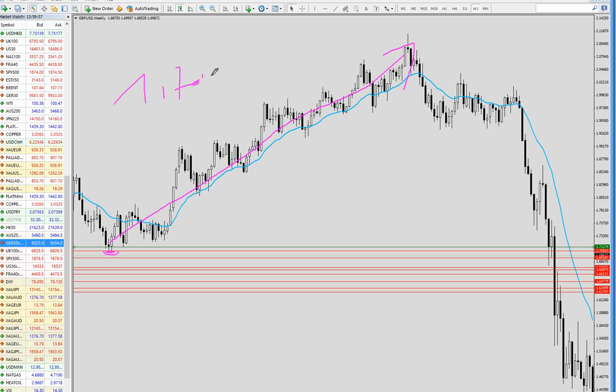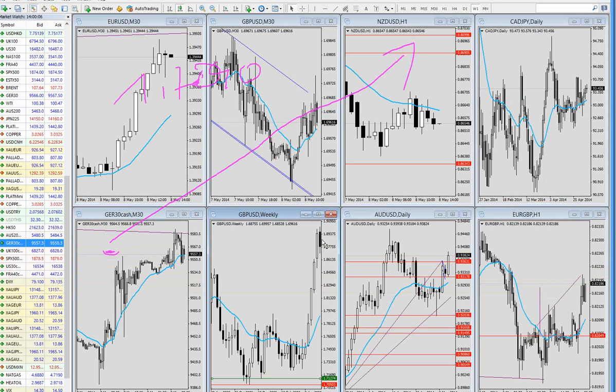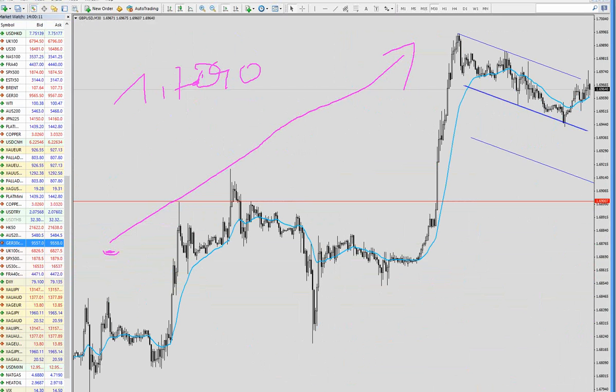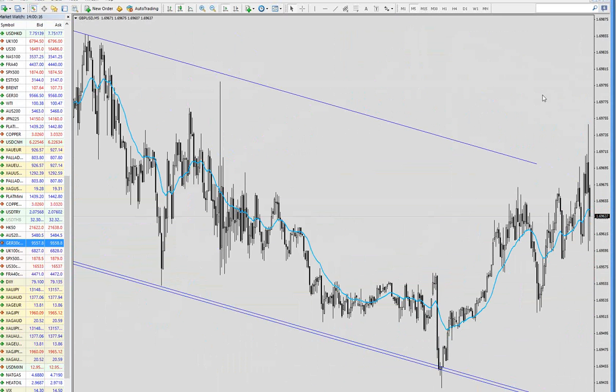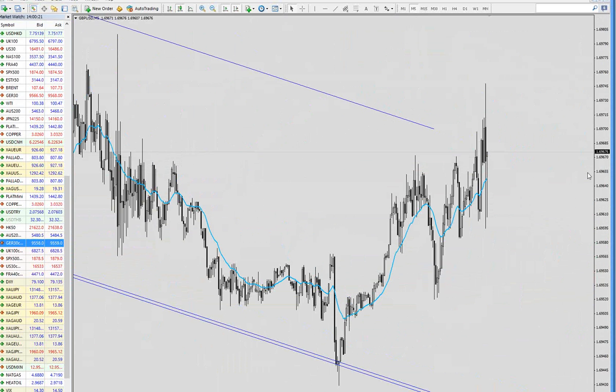Sorry, 7040. Okay, we have some move. We will get back. Let's see what the pound is doing on the 30 minutes chart. And let's switch to 5-minute chart. And let's see the rate decision. If I can see something.